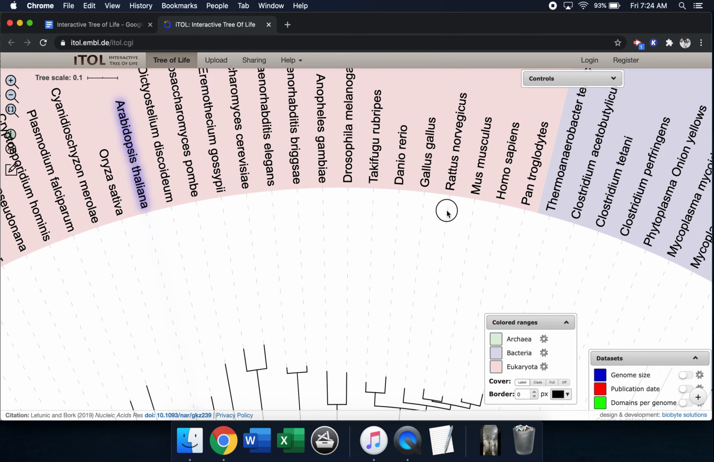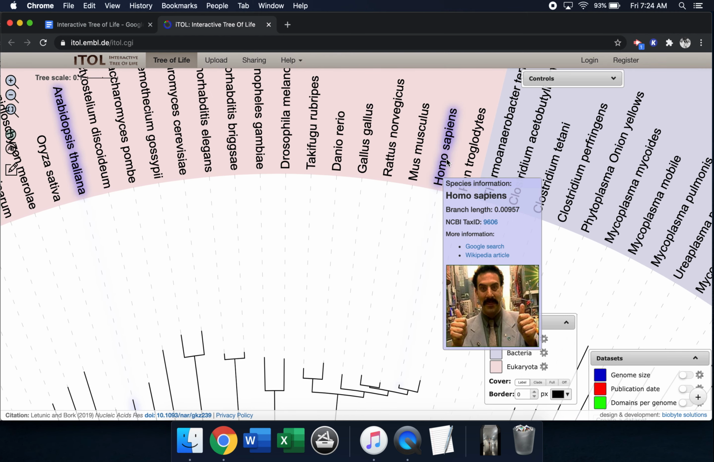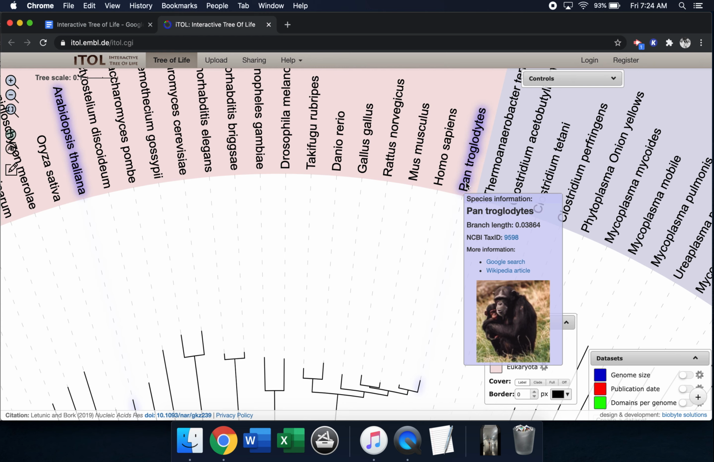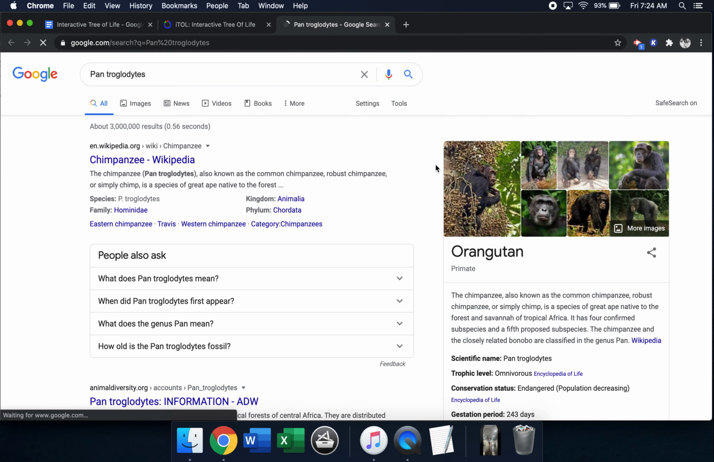All right, so now I'm going to follow this little dotted line back to find our closest ancestor, the most closely related species. So it looks like humans share a little branch with this organism over here, which is the chimpanzee. The scientific name is Pan troglodytes, but this is a chimpanzee, and if you want to check, you can do a quick Google search, and boom.